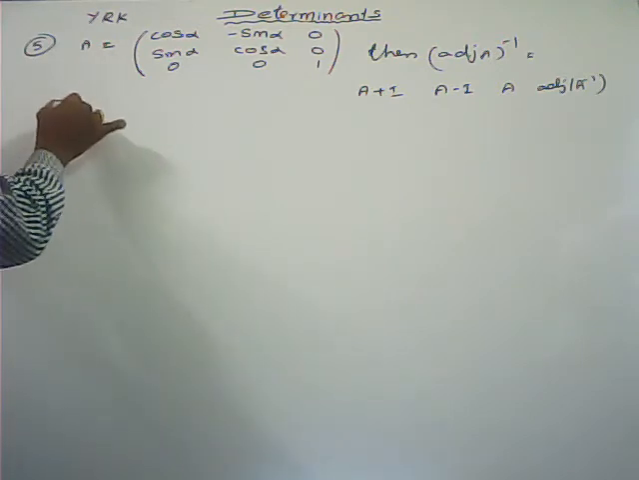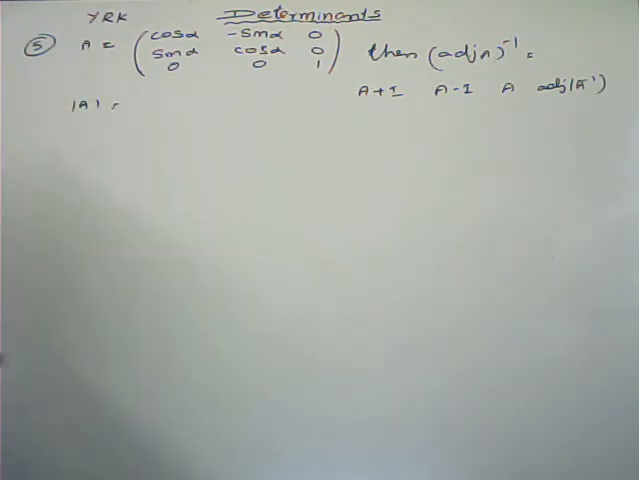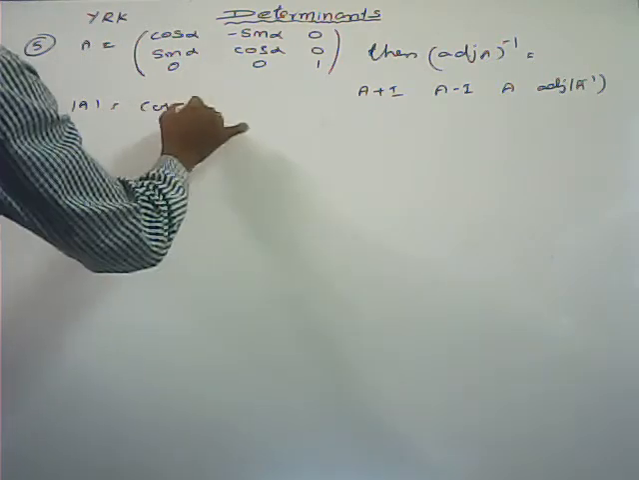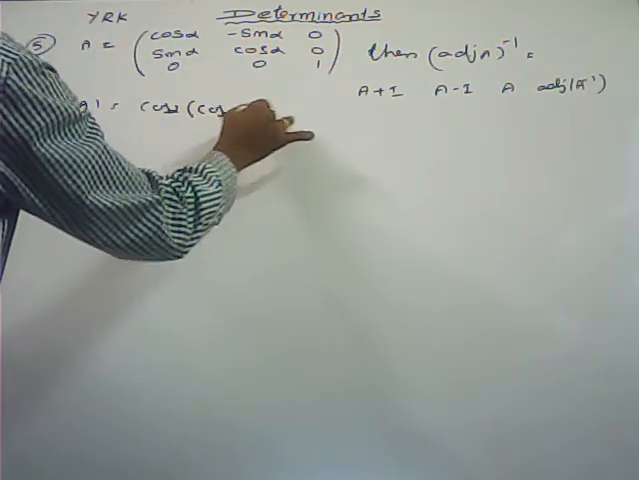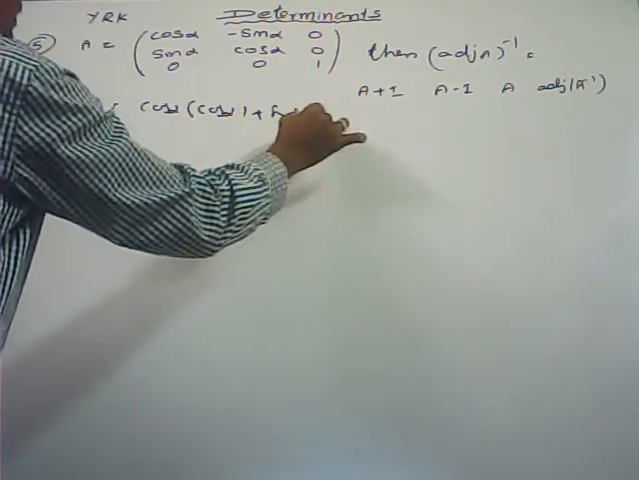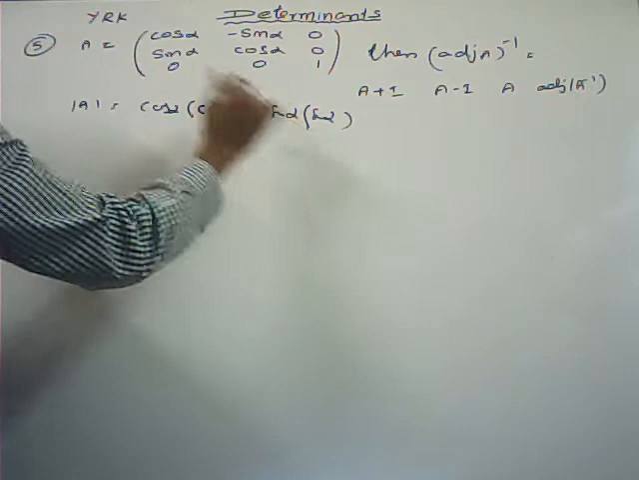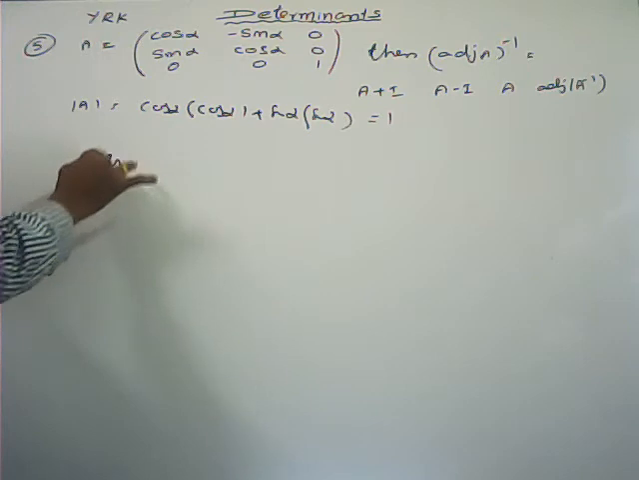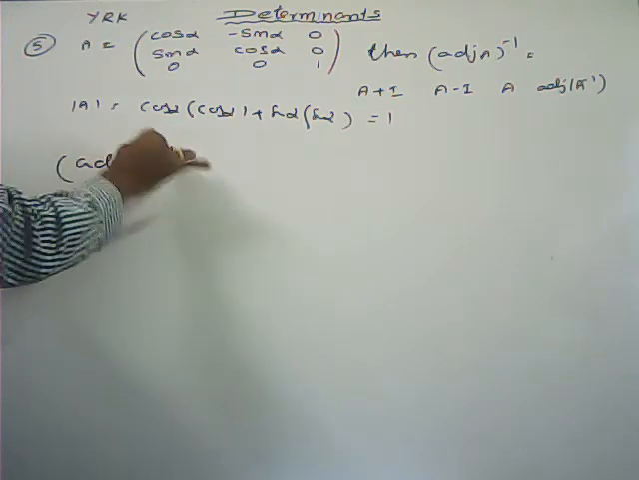If any matrix is given here, first you can find the determinant of this matrix. Cos alpha into cos alpha plus sin alpha into sin alpha. Cos square alpha plus sin square alpha is equal to 1. Keep that aside. Now here what do we want? Inverse of adjoint of A.